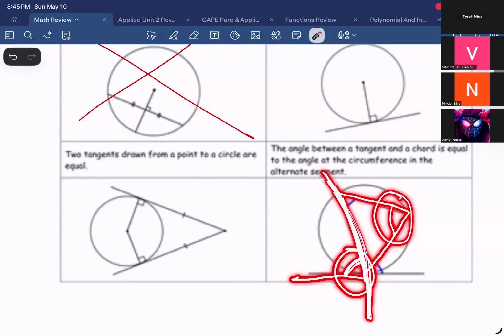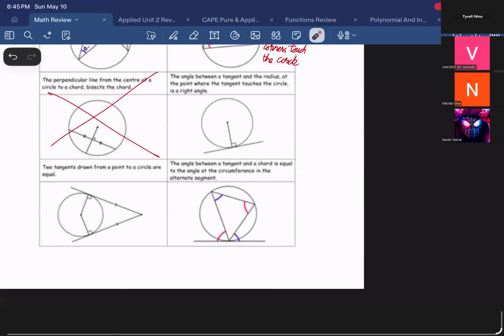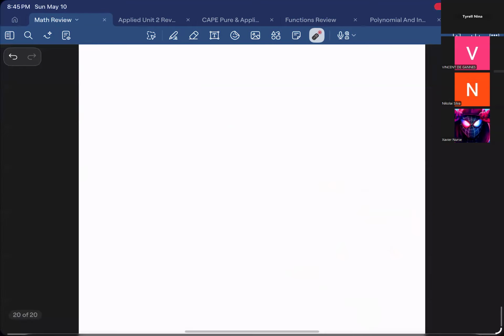But what it really means is that, you see this line here? Once it makes an angle here, and it makes an angle here, they should be equal to each other. Likewise, the angle made from this line here and this line here should be equal to each other. That's how it is. Okay? All right.